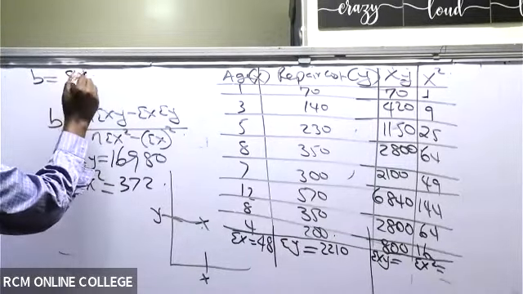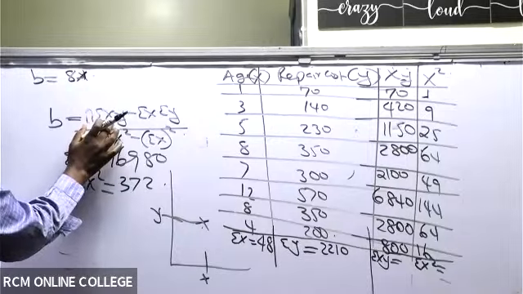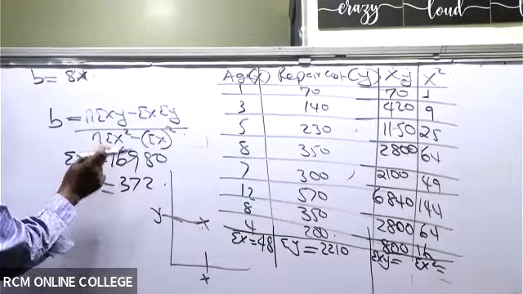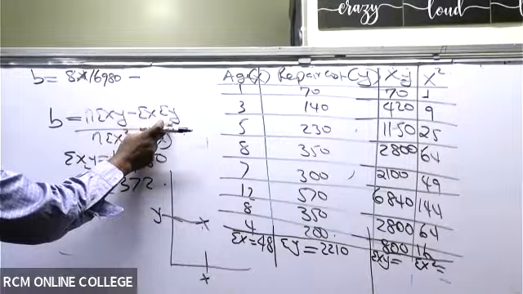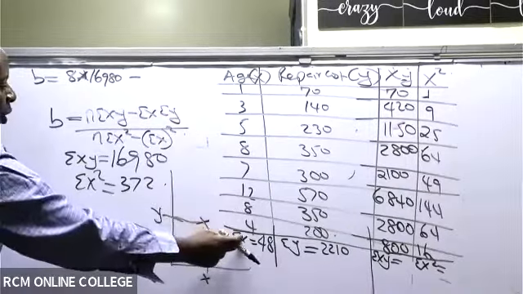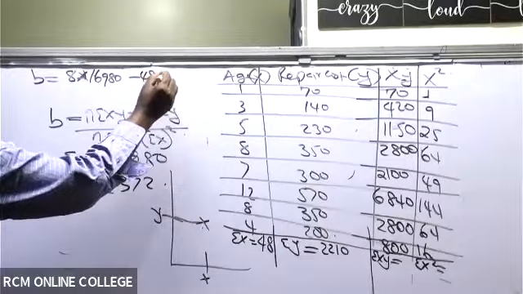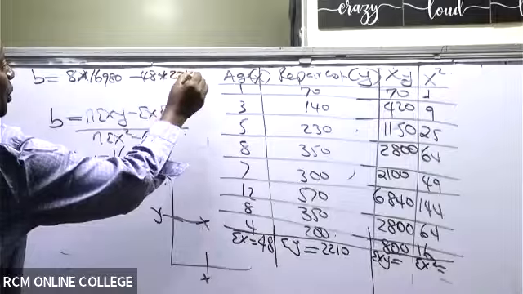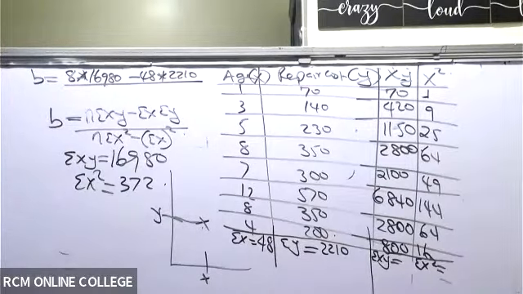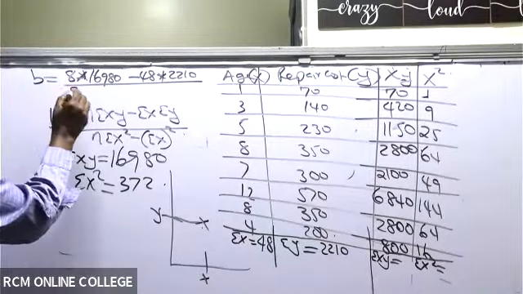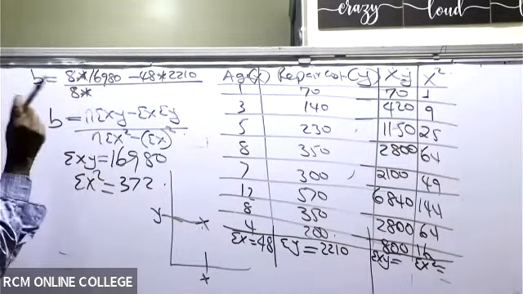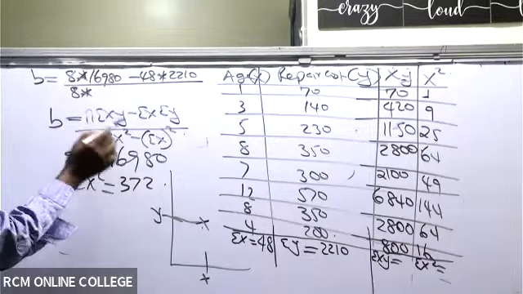So 8 times sum of xy. Sum of xy, we have it here. It is 16,980 minus sum of x, which is 48, times sum of y. Sum of y is 2210. All over n again, which is 8, times summation of x squared. Summation of x squared, don't take this x here.